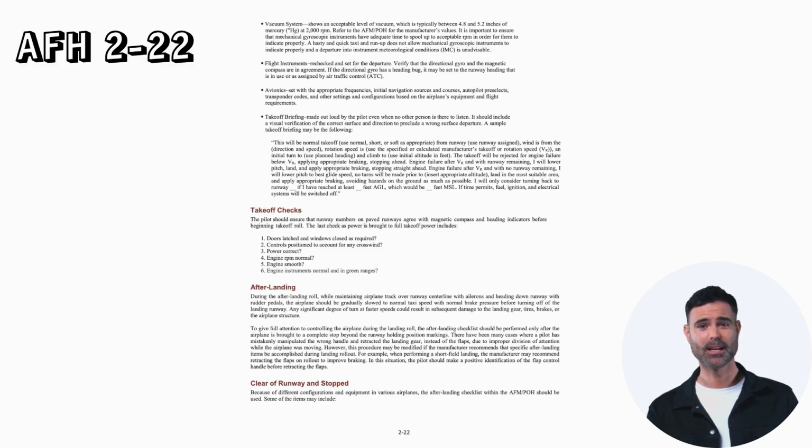Vacuum system shows an acceptable level of vacuum, which is typically between 4.8 and 5.2 inches of mercury at 2,000 RPM. Refer to the AFM/POH for the manufacturer's values. It is important to ensure that mechanical gyroscopic instruments have adequate time to spool up to acceptable RPM in order for them to indicate properly. A hasty and quick taxi and run-up does not allow mechanical gyroscopic instruments to indicate properly, and a departure into instrument meteorological conditions (IMC) is unadvisable.